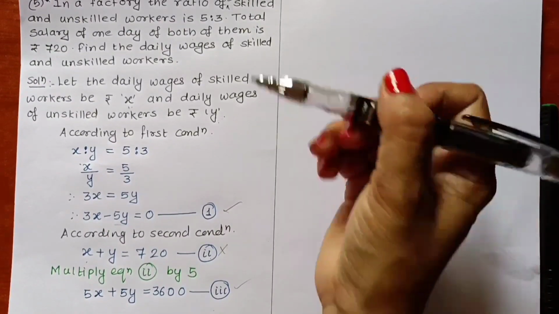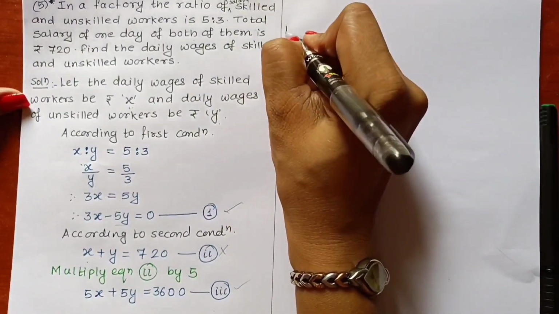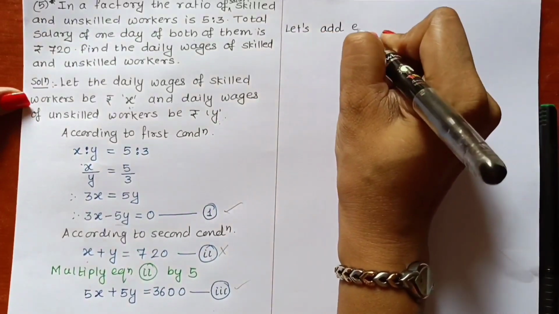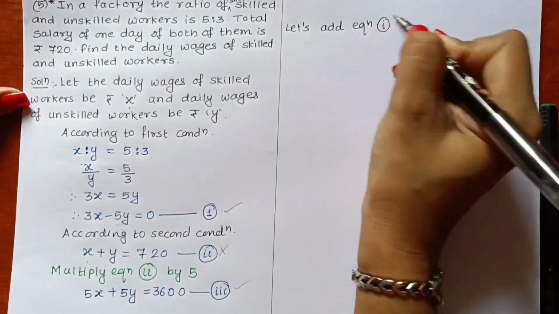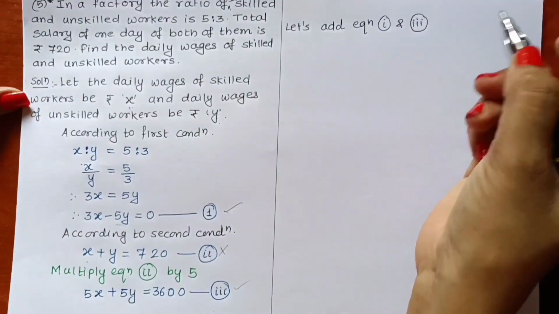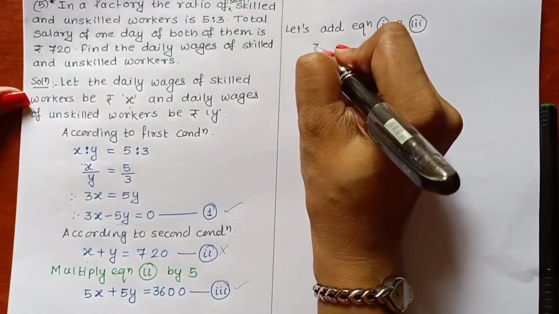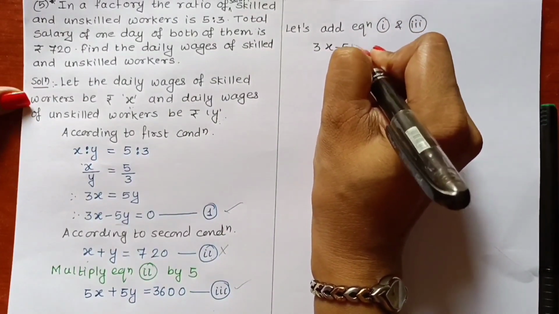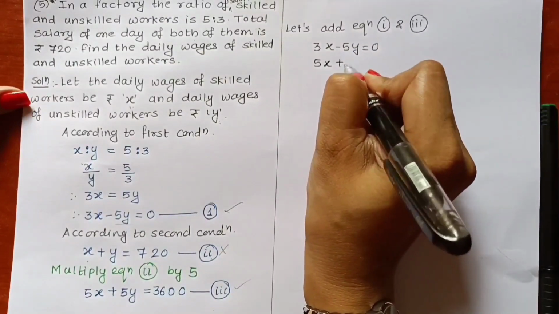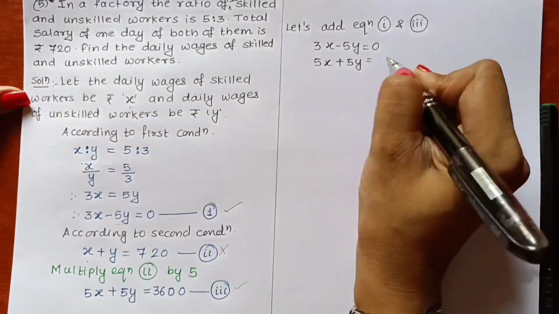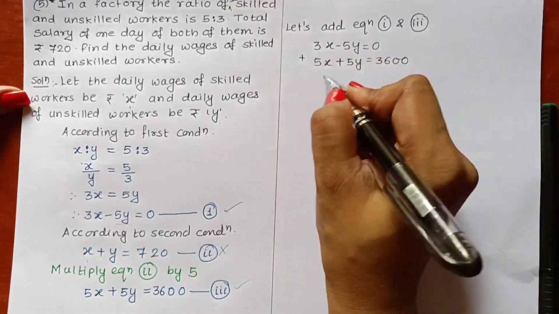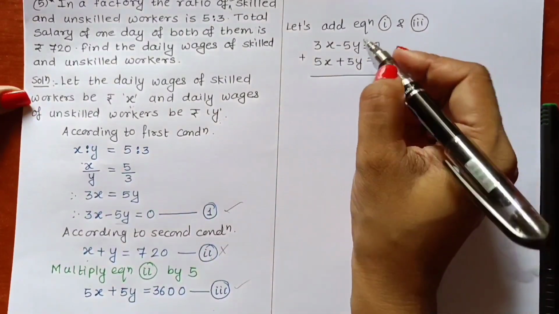So I will write here, let us add equation 1 and 3. Both the equations we will write one below the other. 3x minus 5y equal to 0 and 5x plus 5y equal to 3600. Now as we are adding, we don't require to change the sign of the equation written below.